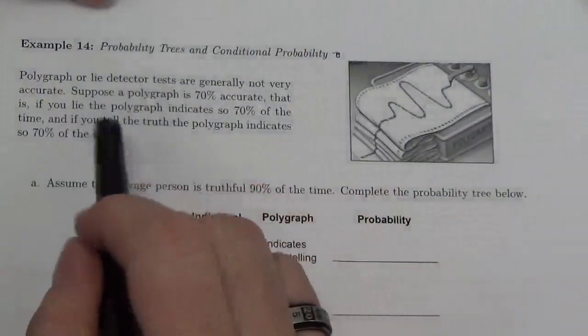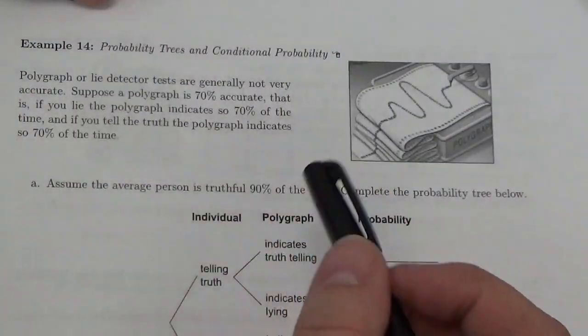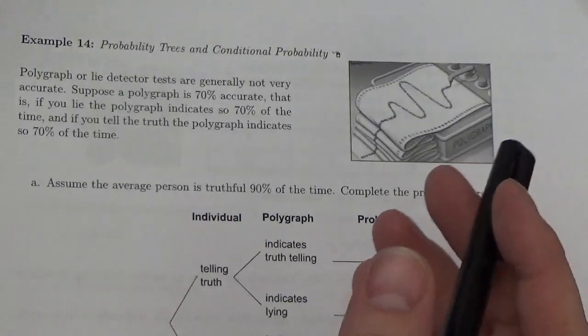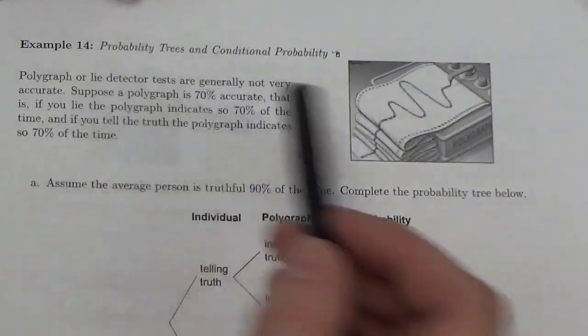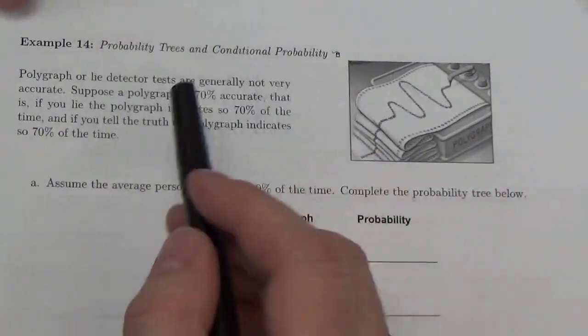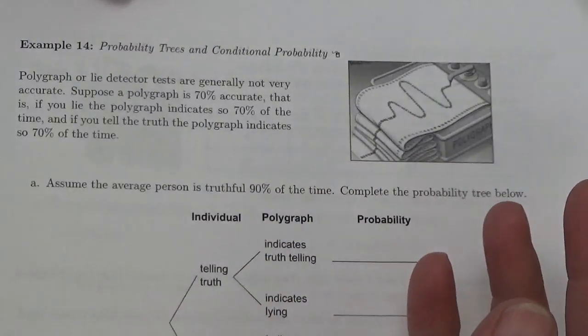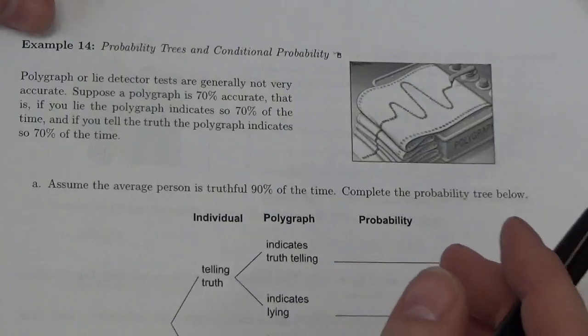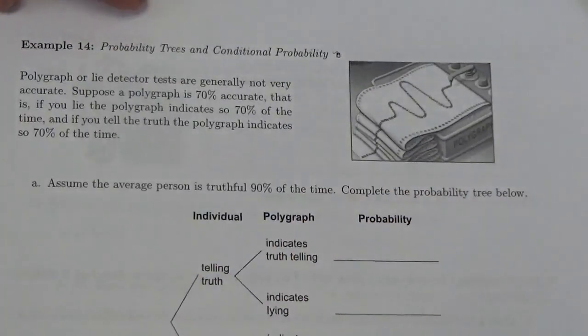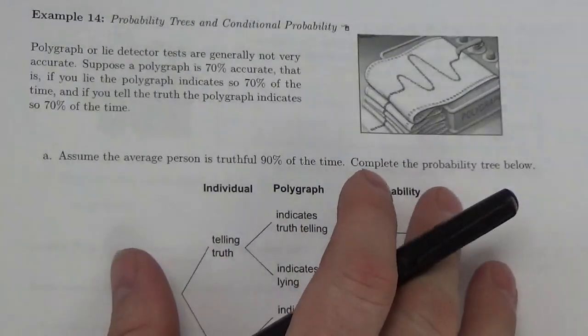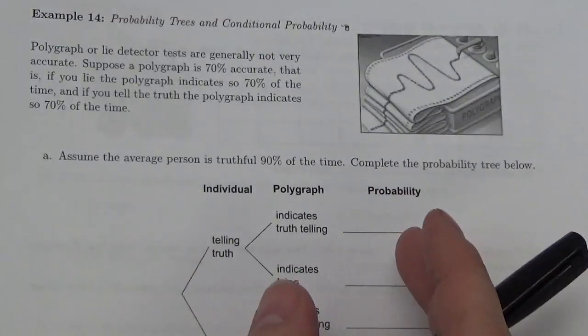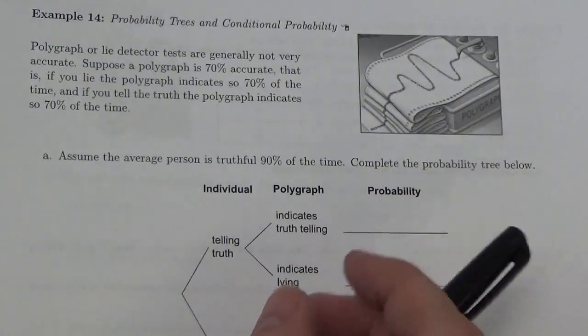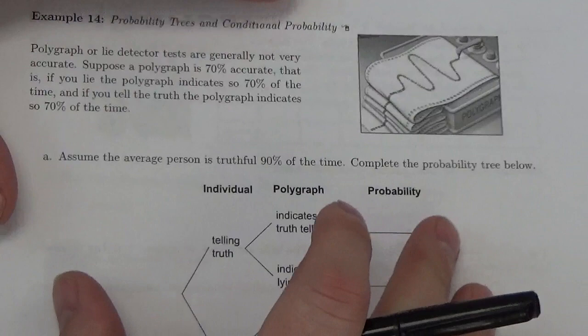Okay. So in this question, we read that polygraph or lie detector tests are generally not very accurate. Suppose that a polygraph is 70% accurate, that is, if you lie, the polygraph indicates so 70% of the time, and if you tell the truth, it indicates so 70% of the time. Let's take a quick look at this. Hopefully it will give you some insight as to how tests like this work.